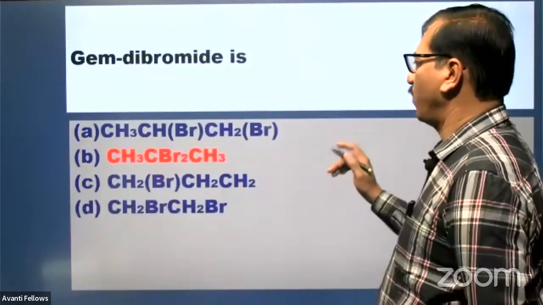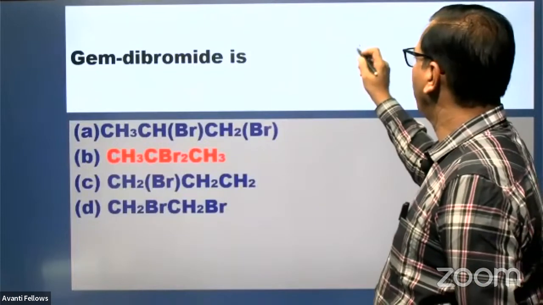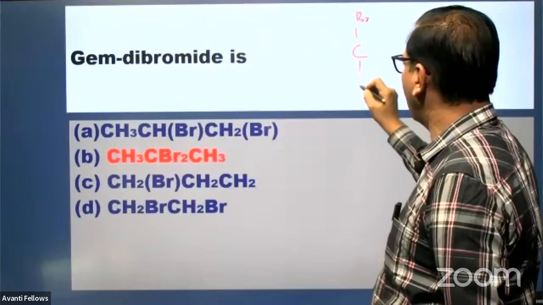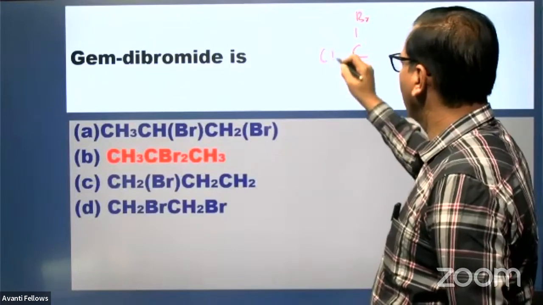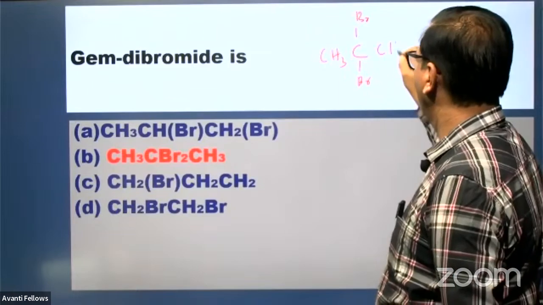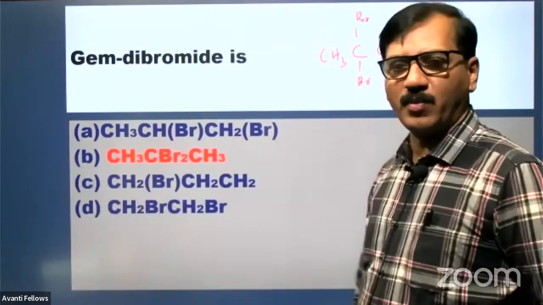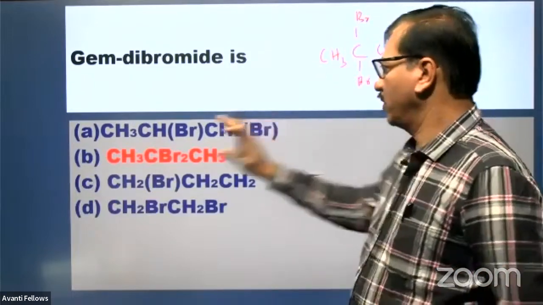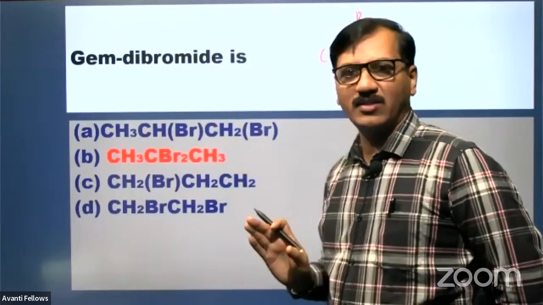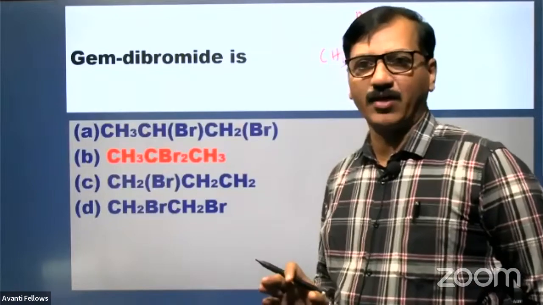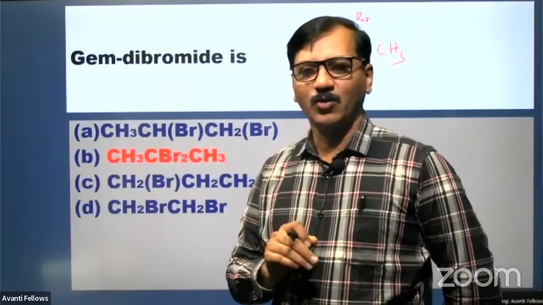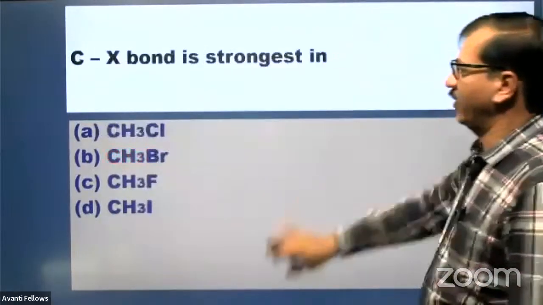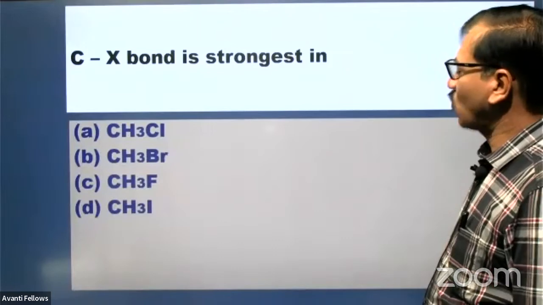Gem dibromides are those in which both bromine atoms are attached to the same carbon atom. This is gem dibromide, CH3CBr2CH3. Here, bromine is on two adjacent carbon atoms. What is the name for compounds in which adjacent carbons each have a halogen? Vicinal dihalide. Good.